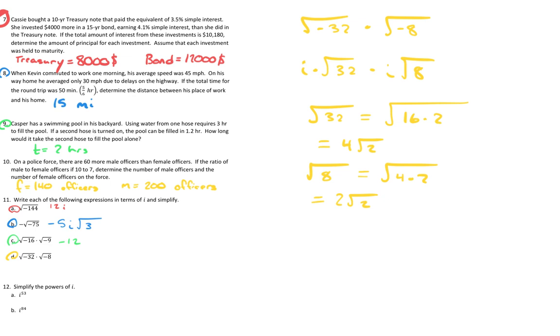So if we put these together now, we have 4i square root of 2 times 2i square root of 2. So now we just need to put everything together. So 4 times 2 is going to be 8. i times i is going to be negative 1. Square root 2 times square root 2 is going to be just 2. So really, we're going to have 8 times 2 times negative 1, or just negative 16.